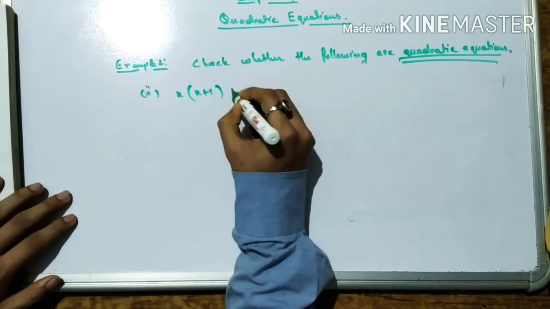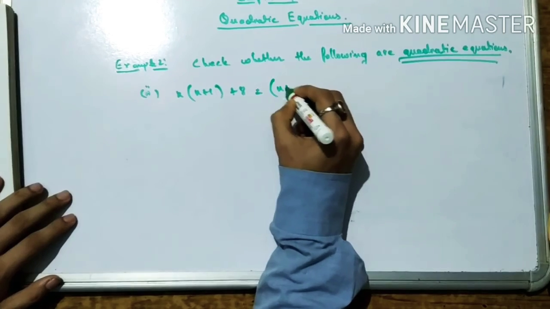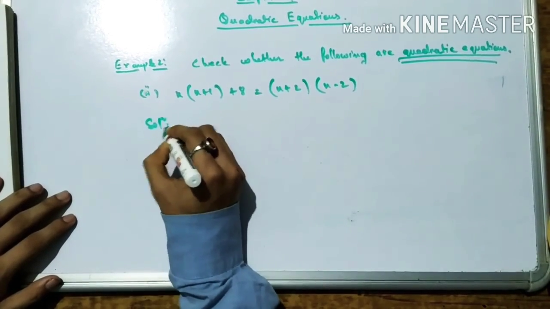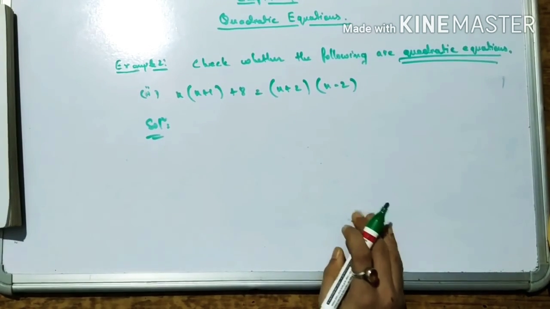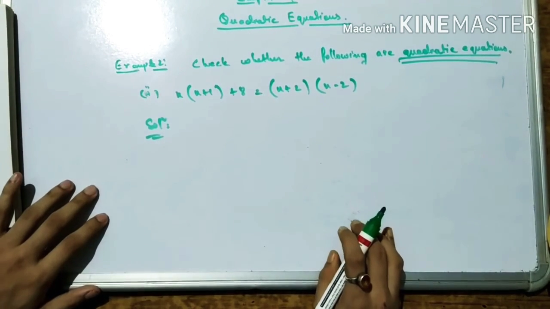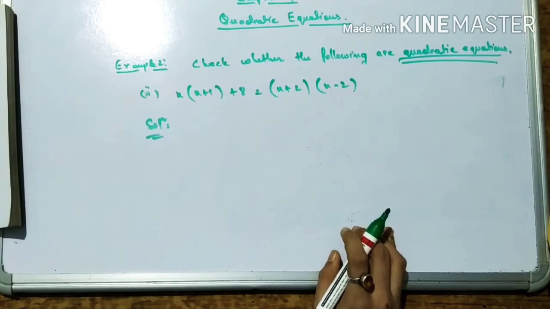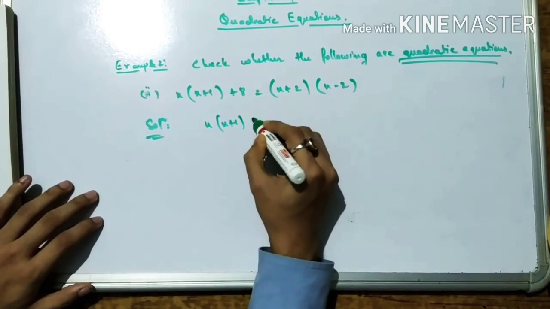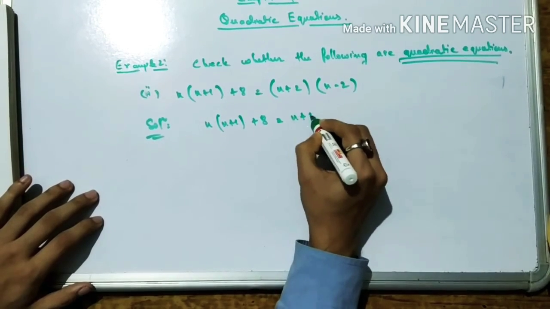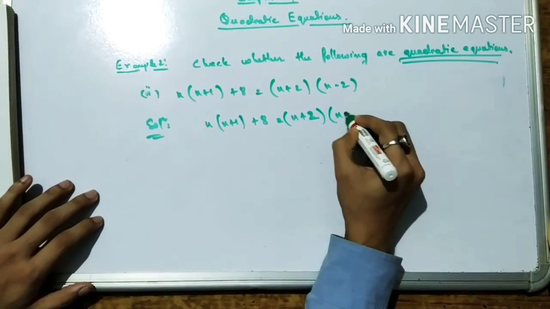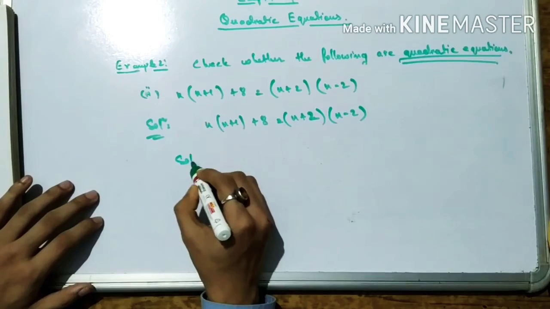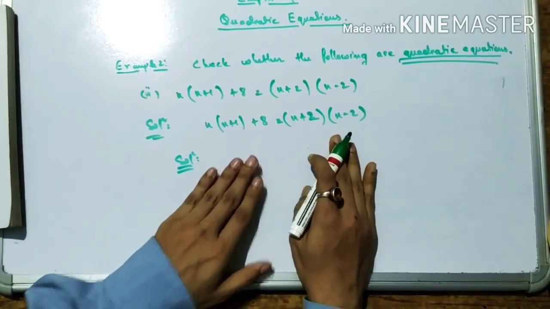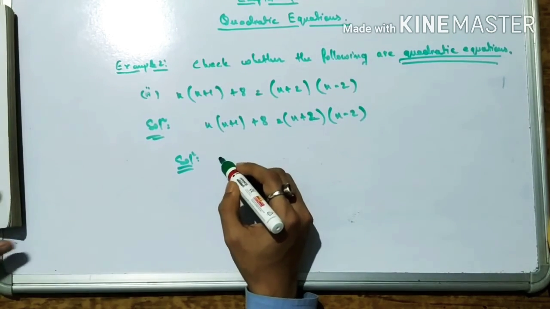x into x plus 1 plus 8 is equal to x plus 2 into x minus 2. Okay, so now in here you see, x into x plus 1 plus 8 is equal to x plus 2 into x minus 2. Let me solve it. Understand? Both the left hand side and the right hand side I will solve.